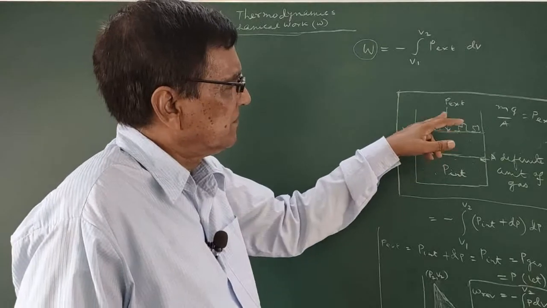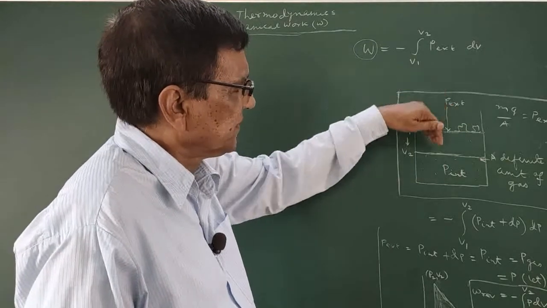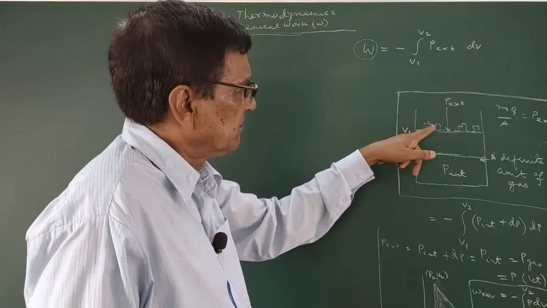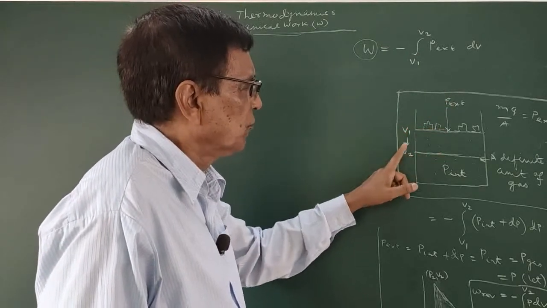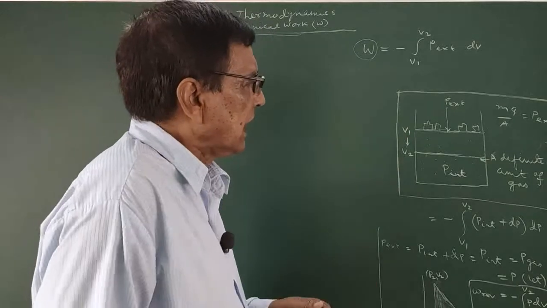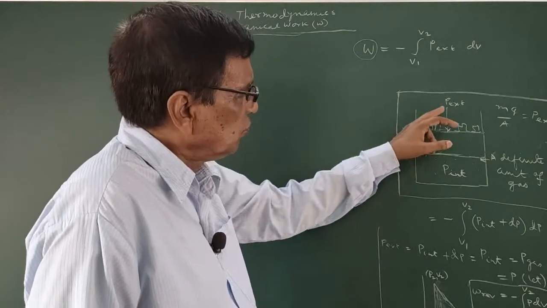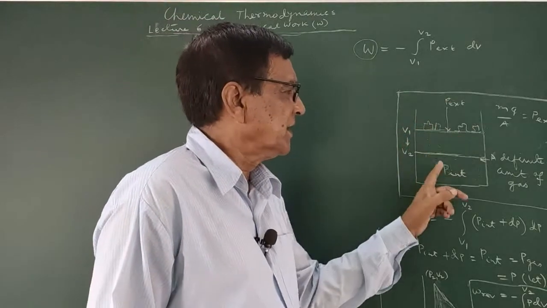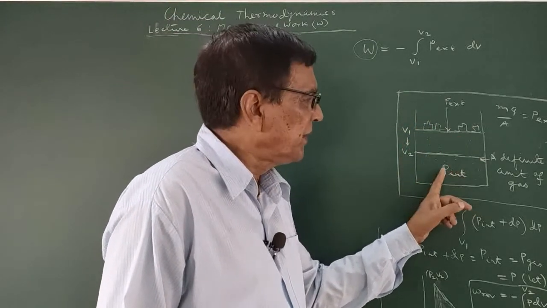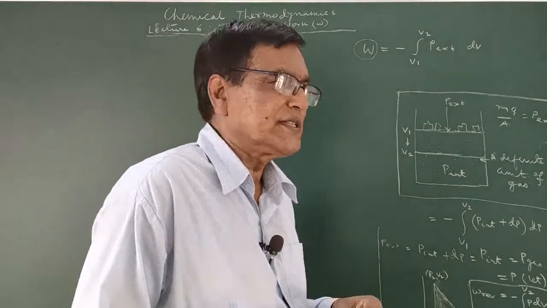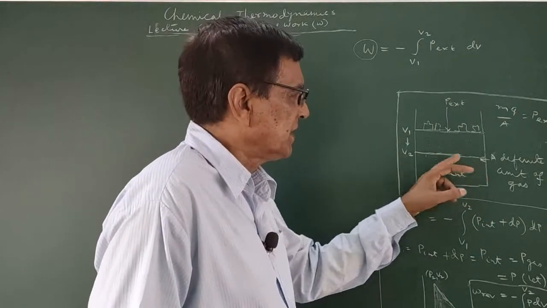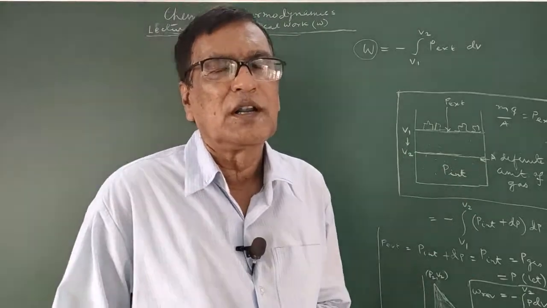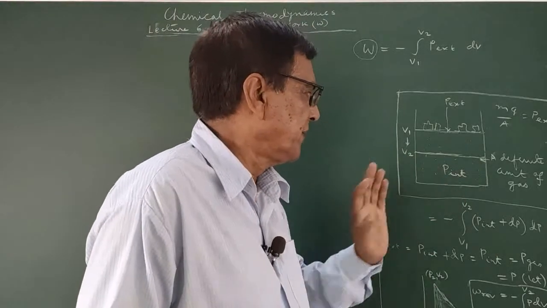Whenever this external pressure is increased by placing these weights, the piston moves from V1 to V2, and it will move up to the limit until P external equals P internal. P internal is the pressure of this gas. Again, the system attains equilibrium, and this equilibrium we call the mechanical equilibrium.